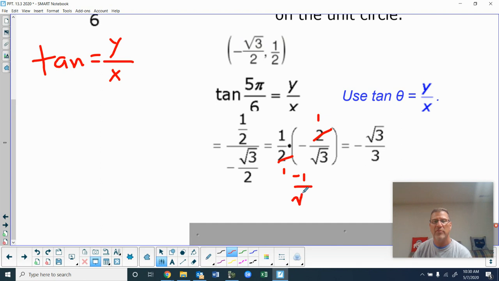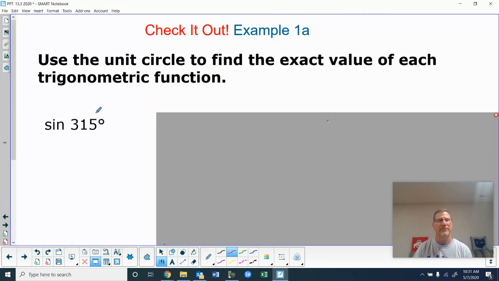Remember, when we're writing in radical form, no radicals in denominators, so we rationalize the denominator. So that's how it comes out to the negative square root of 3. Negative 1 times the square root of 3 is the negative square root of 3. And radical 3 times radical 3 is the square root of 9, which is 3. We got rid of that radical in the bottom. Okay? Piece of cake.